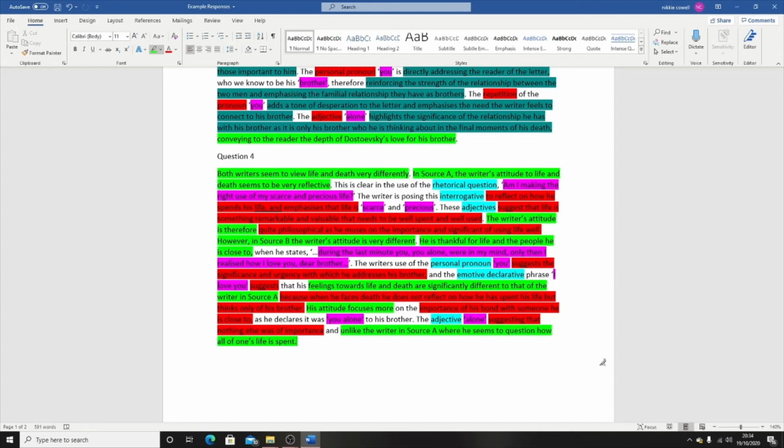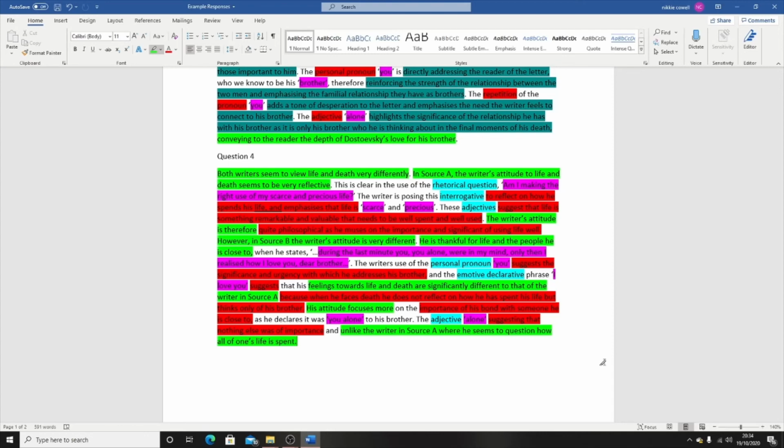Hopefully the colour coding will help you see how I've structured my response and help you in thinking about your responses. This is something you can do, so when you're practicing you can colour code and make sure that you've got all these elements included in your response. So as I was explaining in the video, I've started off by tying back to the question. So both writers seem to view life and death very differently. Then I've gone on to source A. So in source A, the writer's attitude to life and death seems to be very reflective. This is clear in the use of the rhetorical question.